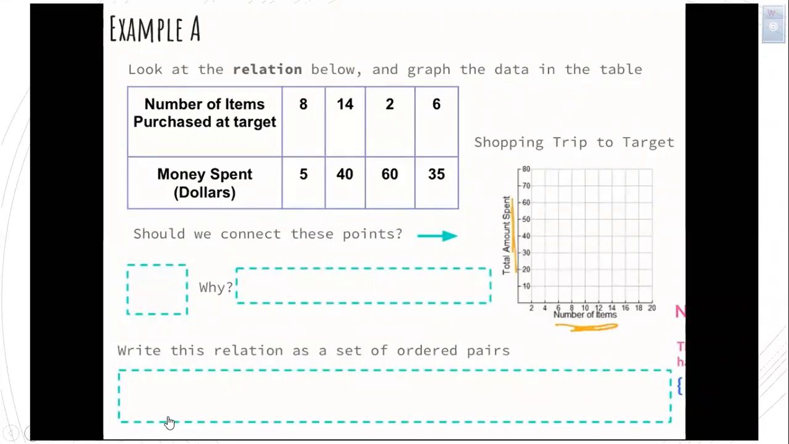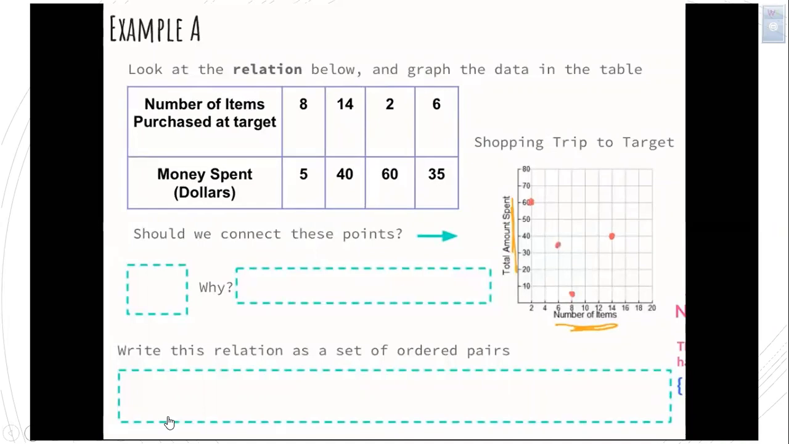So let's go ahead and plot our points. The first point is 8 items for $5. We go over to our 8, and the graph goes by 10, so we know that 5 is about halfway, so we put our point there. The next person bought 14 items and spent $40, so we go over to 14 and put our $40 there. Next, they bought 2 items and spent $60, and the last person bought 6 items for $35. Now that we've got our points on the graph, we have some questions.